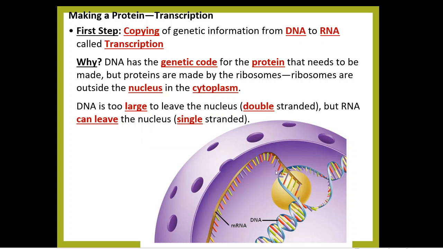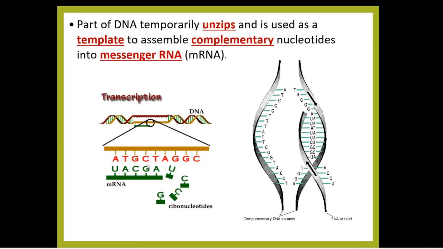So it needs to make these small strands of RNA so that it can actually leave and head out to the ribosomes who are out there in the cytoplasm, okay? But RNA can leave the nucleus because it is single-stranded. It's not this double-stranded helix, okay?